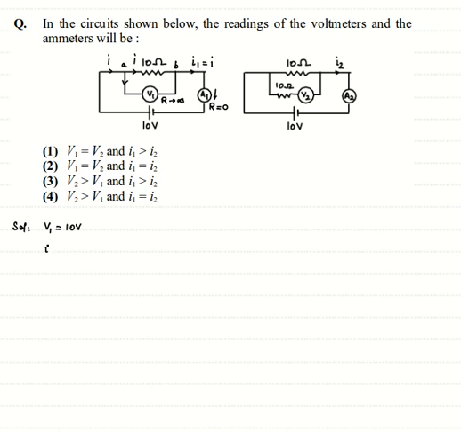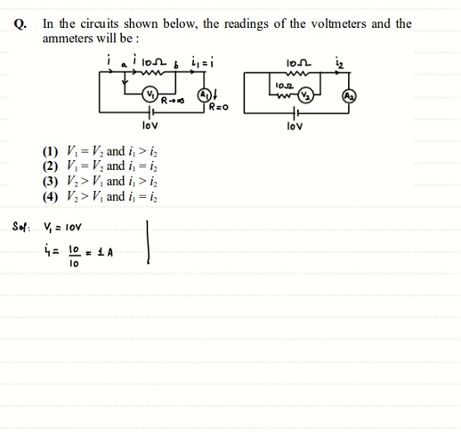Let's also see what will be I1. The value of I1 will be equal to, clearly from this circuit we see I is equal to I1, and I would be equal to the potential difference divided by resistance. The potential difference across the 10 ohm resistance would be the same as 10 volt, and the resistance is given to us as 10 ohm, so this will come out to be equal to 1 ampere.